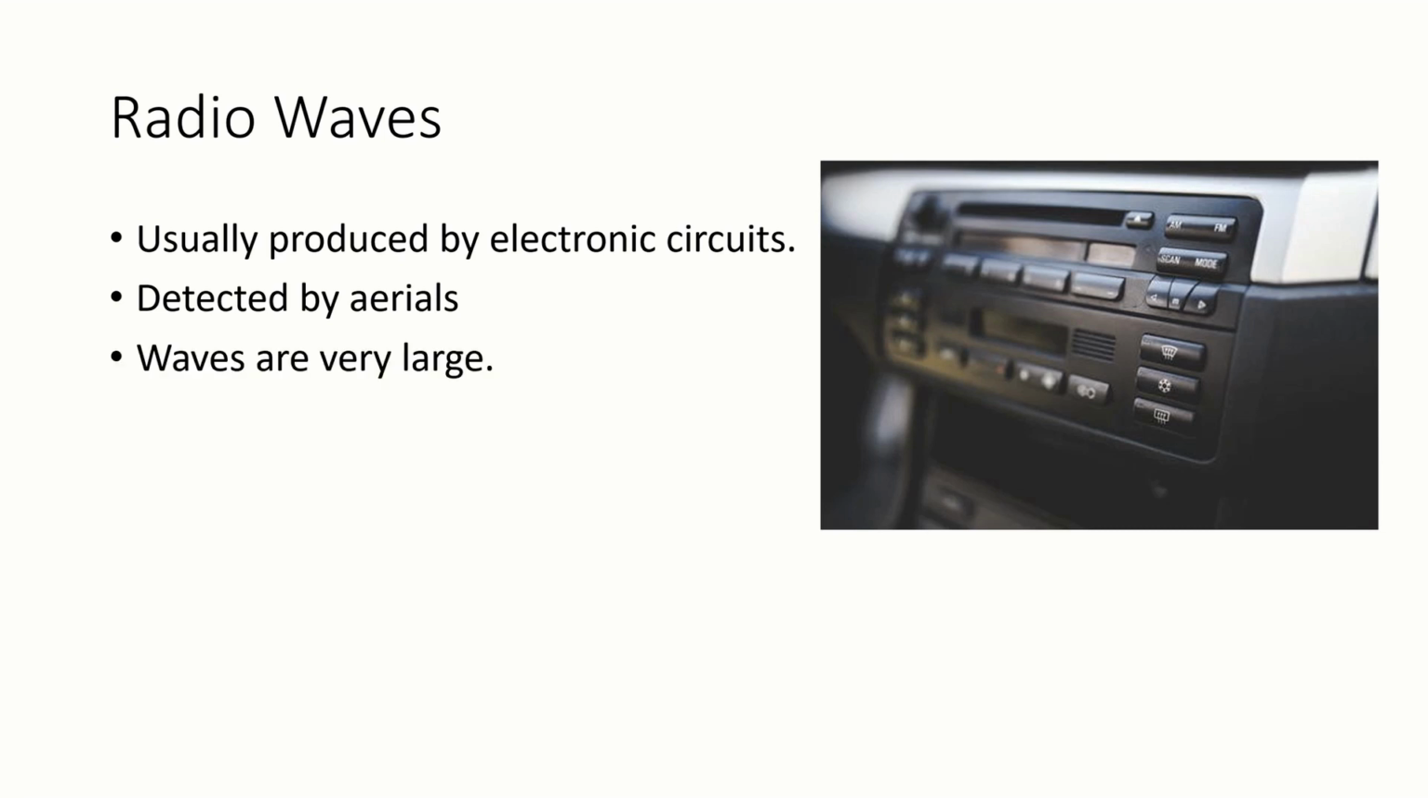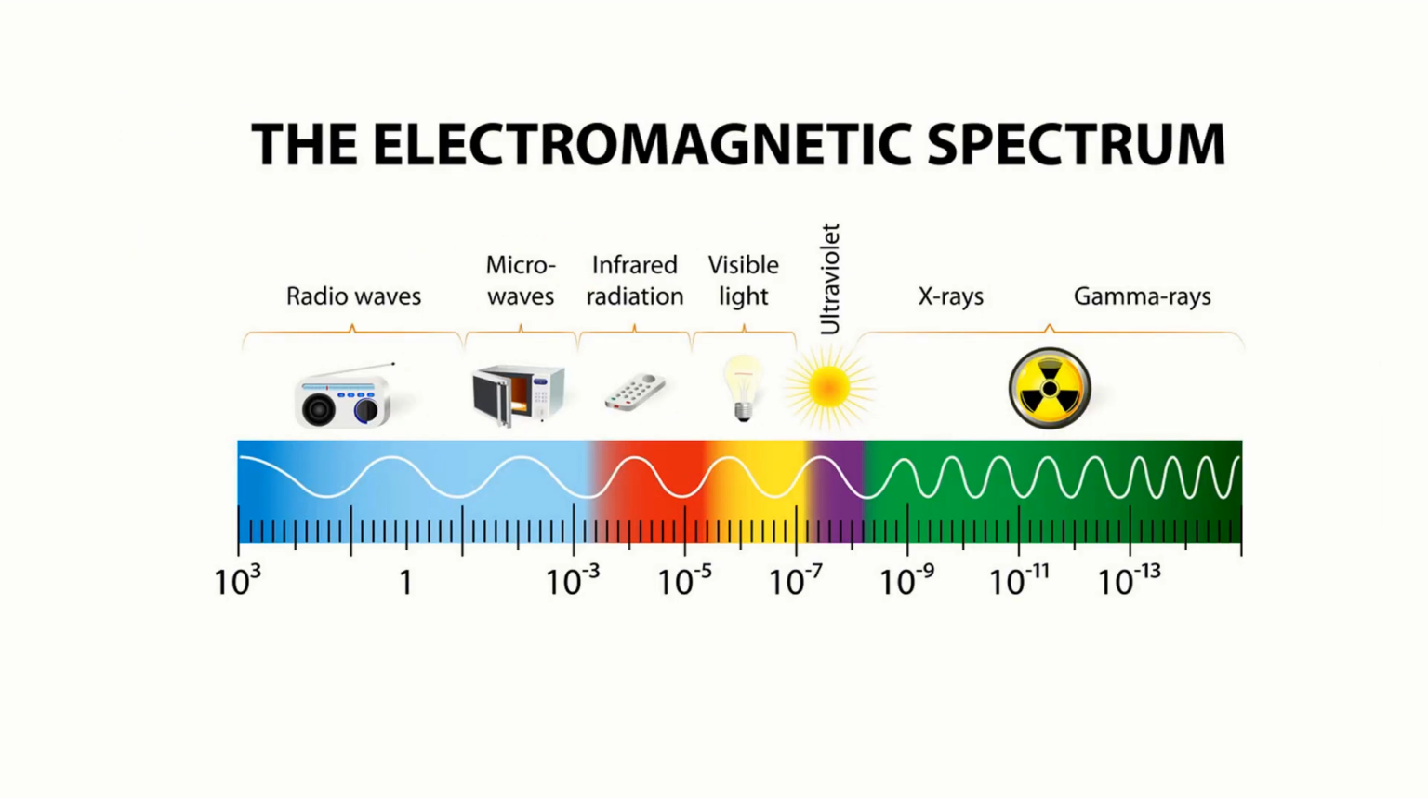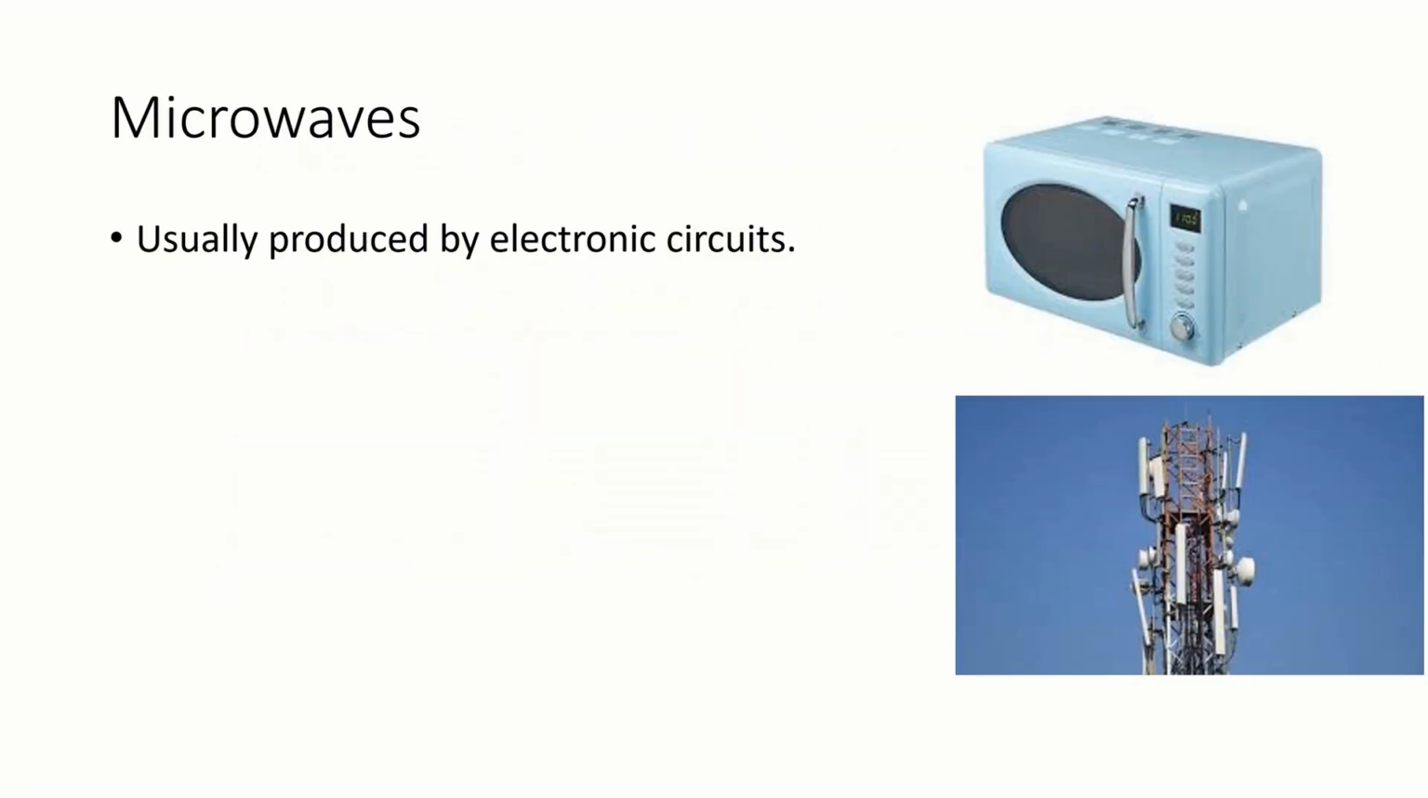The waves are very large, typically with a wavelength of a couple of kilometres. Radio and TV waves can be used for long-range communication. Next we'll have a look at microwaves. Now normally when students think of microwaves, they think of a white box that you put food in and it heats your food up. That's a microwave oven, and it uses microwaves to heat food.